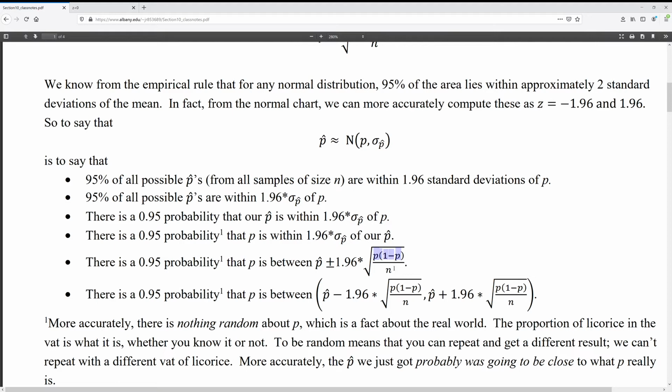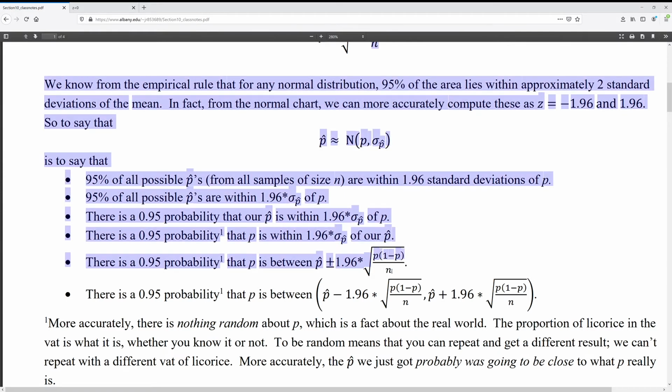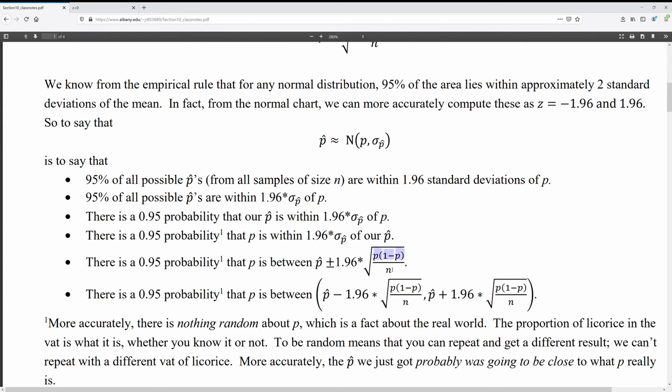Now again, if that still strikes you that we're reasoning in a circle, let's say for the sake of argument that p hat, as we said, was 0.4, but really 45% of the vat is licorice, so p is 0.45. Well, 0.4 and 0.45 are not terribly close together. But when we divide them by 100, or 1,000, or a million, or, well, a million's a bit much, but when we divide them by a very big sample size, you see 0.4 and 0.45 are relatively far apart. But divide them by 100, and now they're a lot closer together.